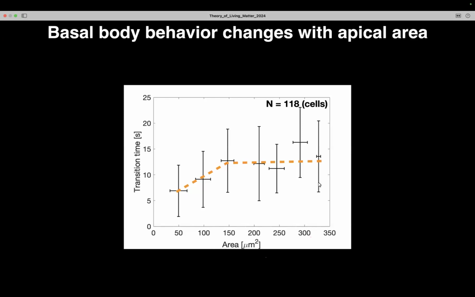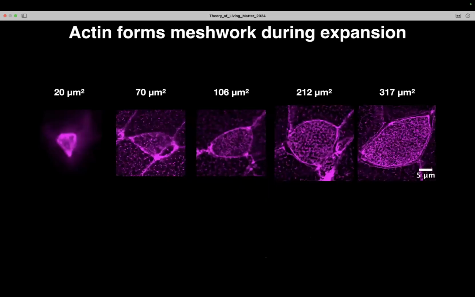What we can see in here is that initially for the smaller sizes of the apical domain, this transition is very fast. Let's call it around 5 seconds. But towards the later stages, towards the bigger sizes of the apical domain, the transition is longer, about 10 to 15 seconds. What is also interesting, we see here some sort of shift or transition around 150 to 200 micrometers squared. So again, we increase this transition time, and then at some point we reach a plateau.